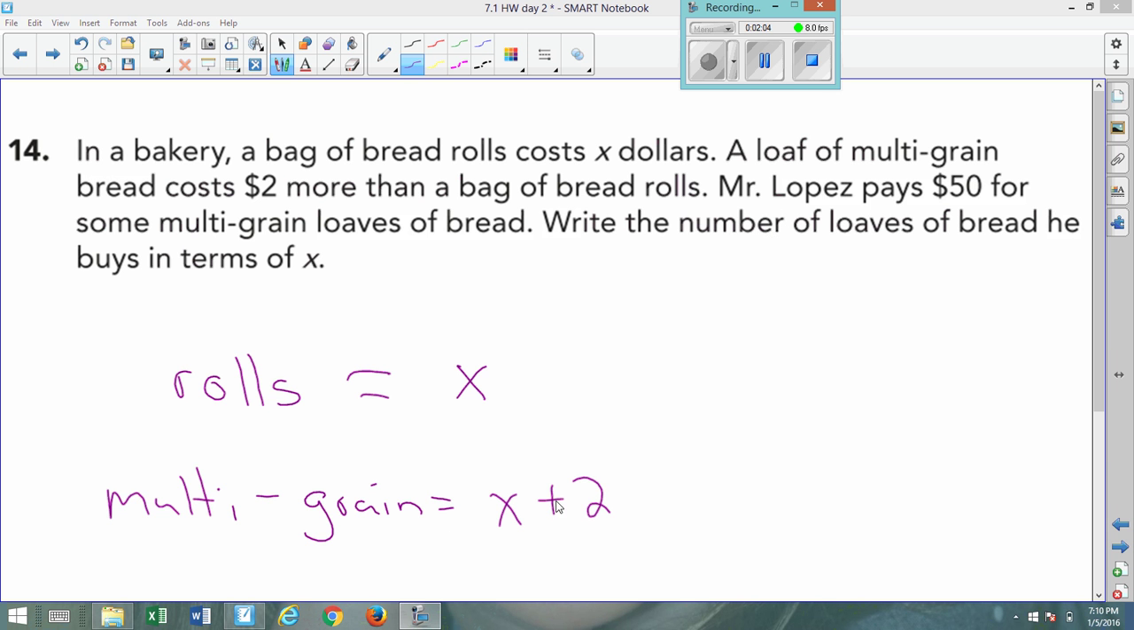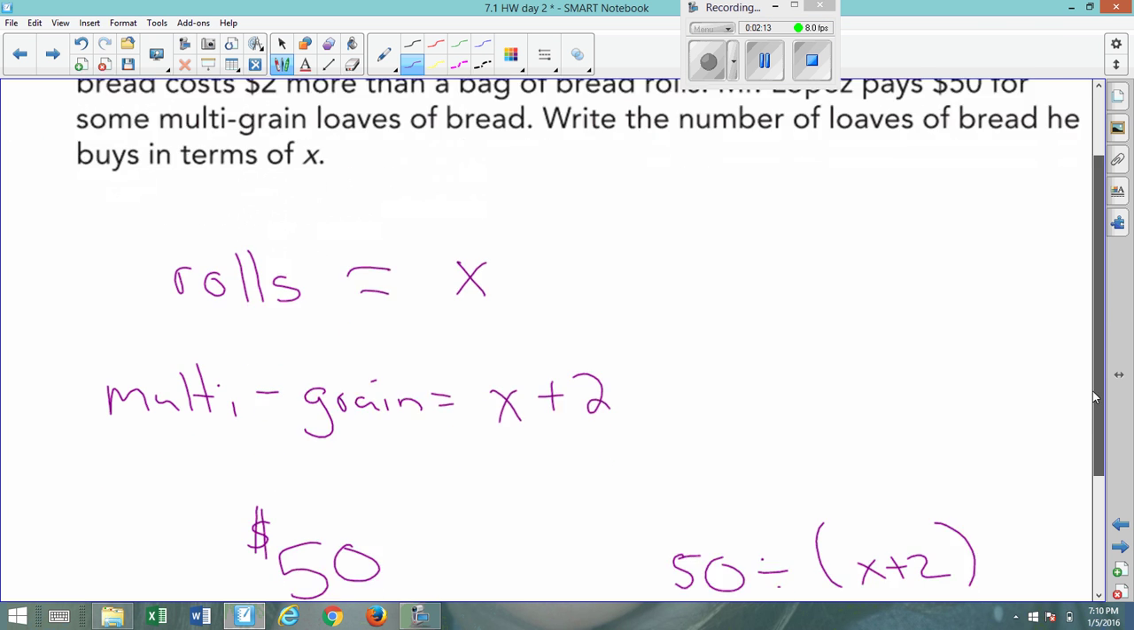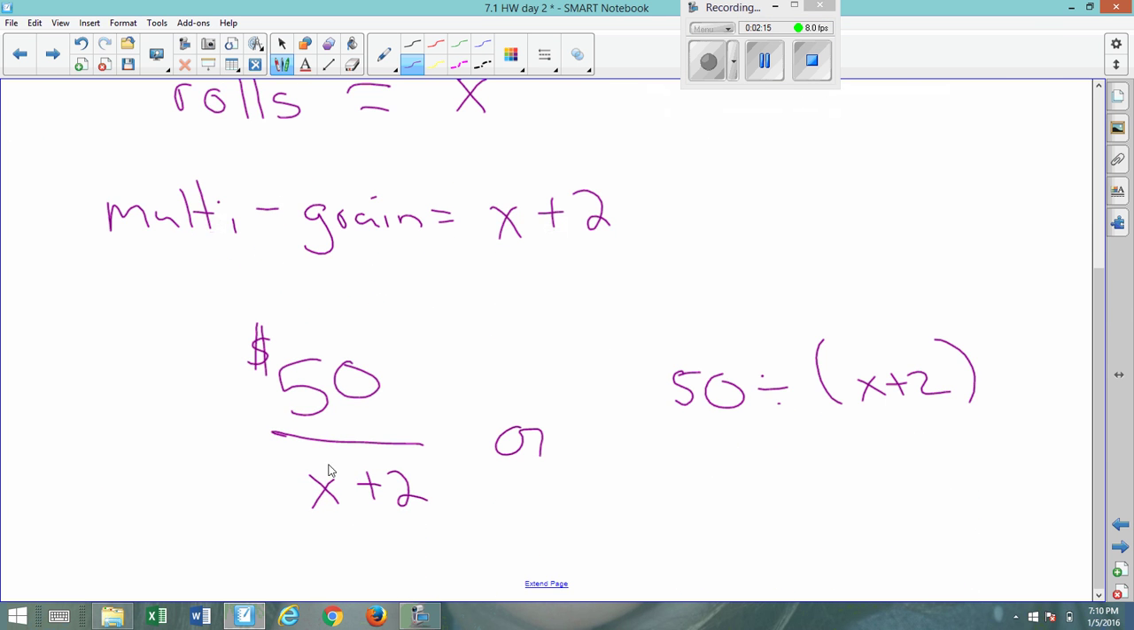So we know that each loaf of bread is going to cost this much. And we know that he's working with 50. So we're breaking up 50 into groups of X plus 2. So it would be 50 divided by X plus 2, or 50 over X plus 2. Either will work.